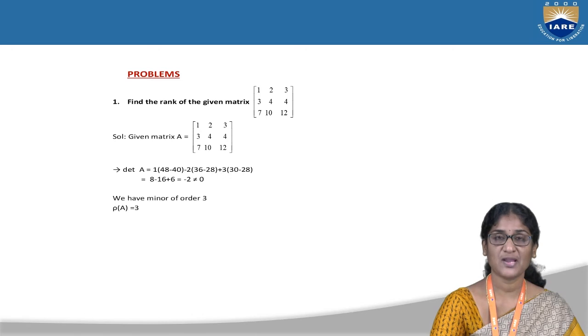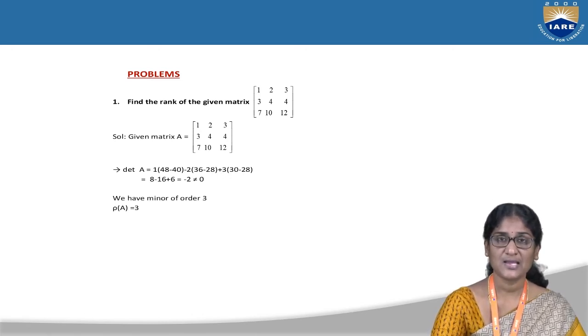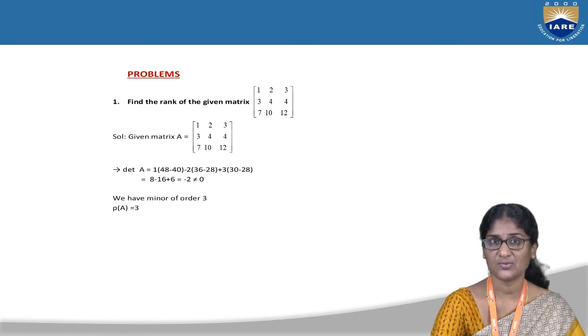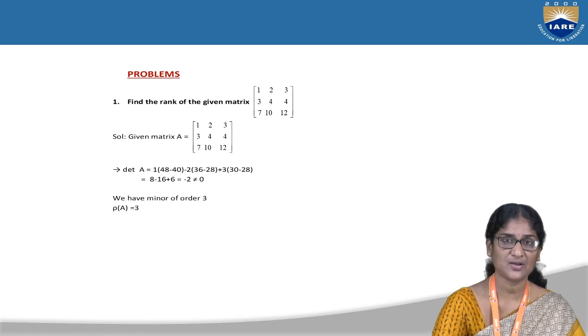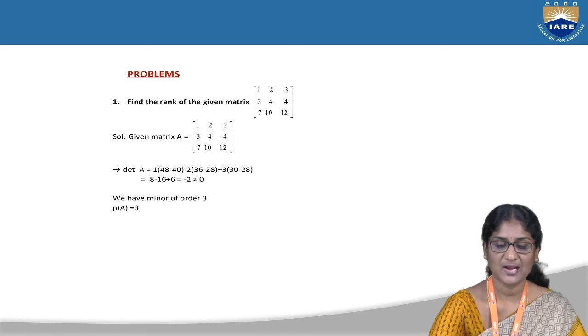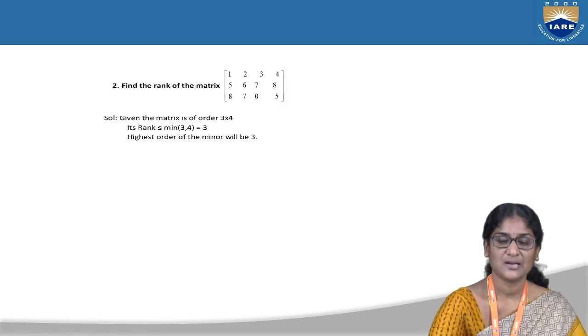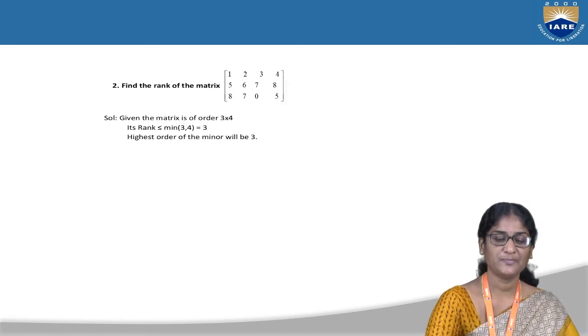According to the definition of the rank, if r is the rank of the given matrix, then the rth order minor is not equal to 0. Here the third order minor determinant is not equal to 0. Therefore, the rank of the given matrix is 3. Is it clear? Done.